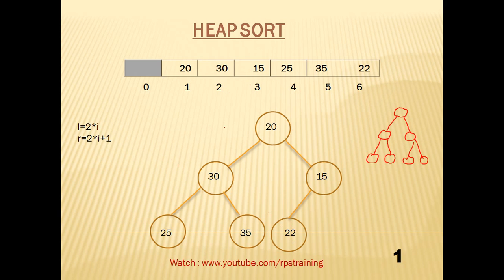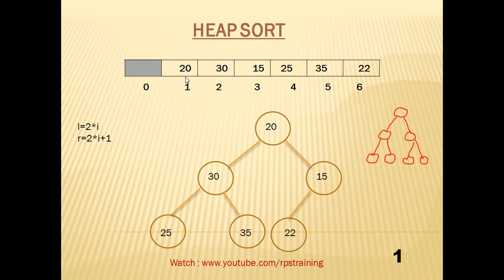And the indexing will be, suppose in case of 20, the index is 1, and so the left child will be 2 into i, where i is the index. Now 2 into 1, 2. The left child of 20 will be at index 2, that is 30. And the right child will be 2 into i plus 1, that is 3. 2 into 1 is 2, 2 plus 1, 3. The right child will be 15.